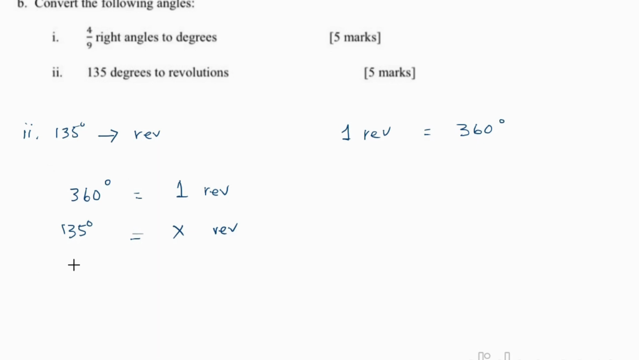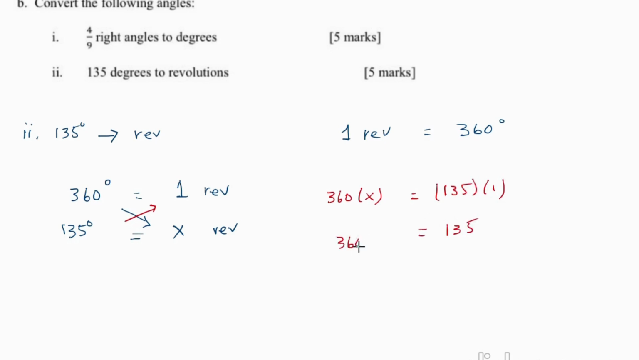Okay? So this is pretty much a ratio problem, right? So when we get a problem like this, there are two ways we could do this, right? We could do a cross multiplication, which means we'll do 360 times x, then we'll do 135 times 1. And of course, we'll solve for x. So let's go that route. So 360 multiplied by x is equal to 135 multiplied by 1, which of course is just 135.